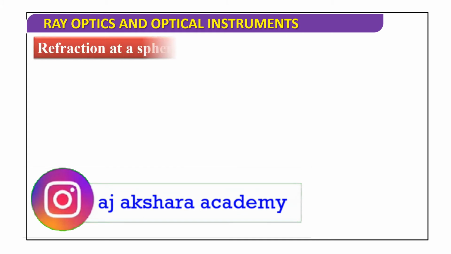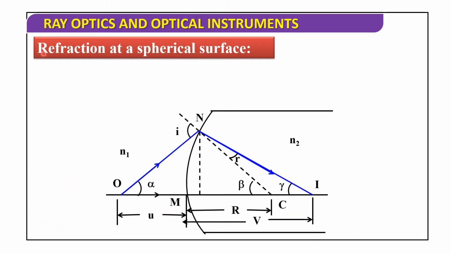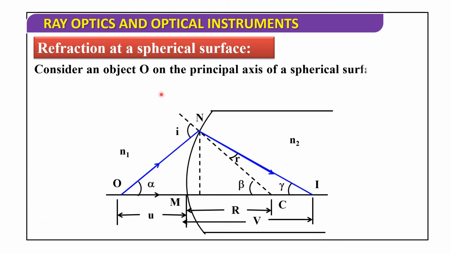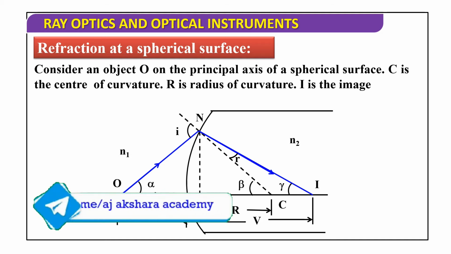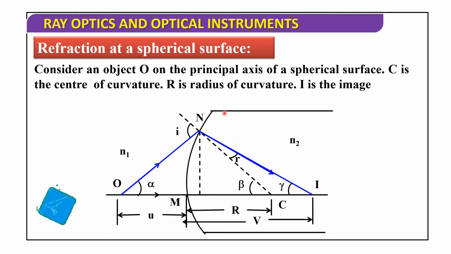Next, refraction at a spherical surface. Consider an object O on the principal axis of a spherical surface. See, this is a spherical surface. Here the object is placed. O is the object. So, consider an object O on the principal axis. This is the principal axis of a spherical surface. Here principal axis means a horizontal line which passes through the pole and center of curvature.